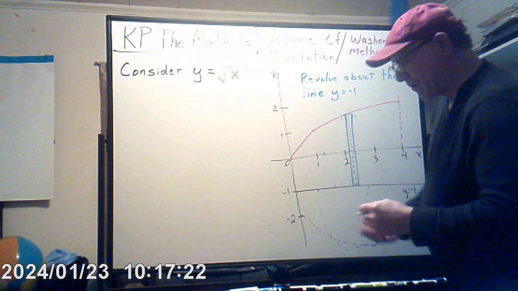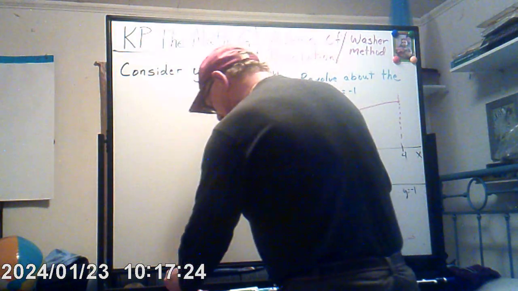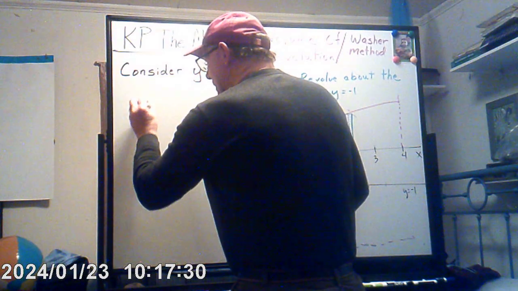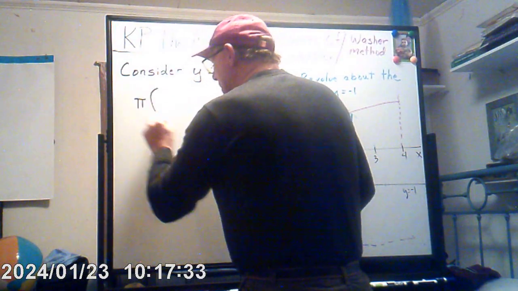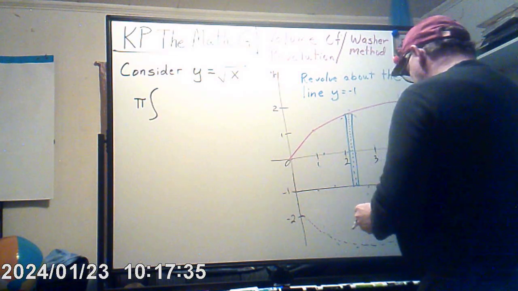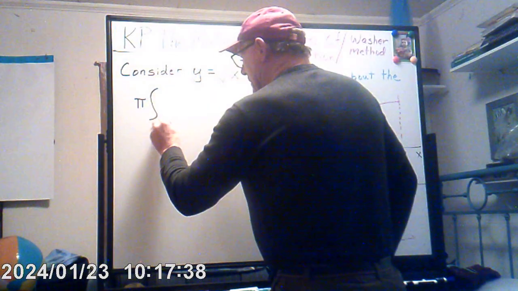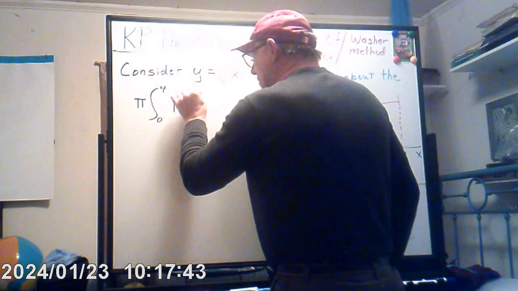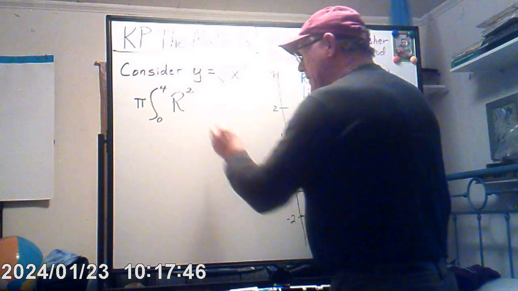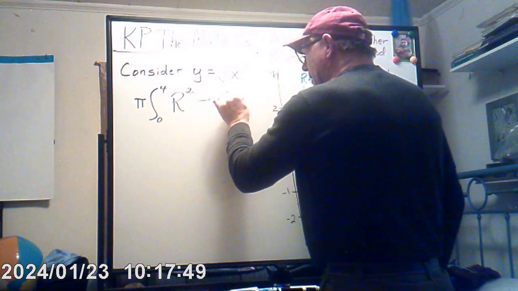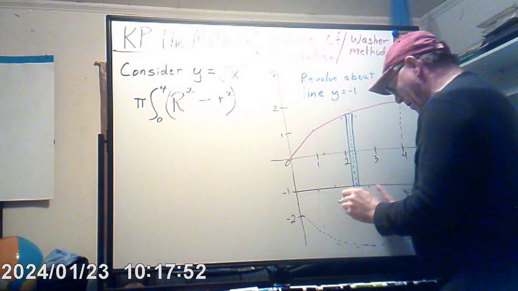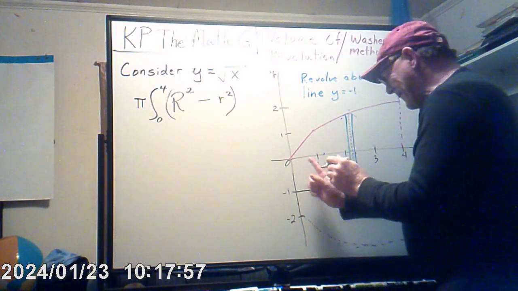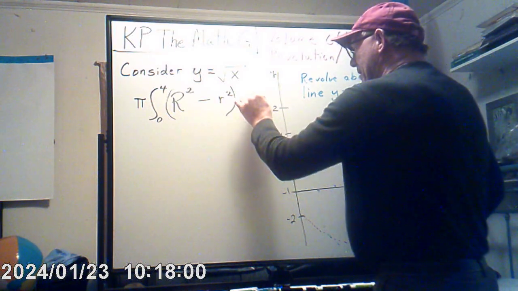So what we have to do is figure out a little rule that we need to look at when we talk about leaving a hole. Again, from the last video, this was pi, on an interval, in this case from 0 to 4, r squared. But now when you have a hole, you have the big radius minus the smaller radius, and since we are perpendicular with the x-axis here, we're going to say delta x.